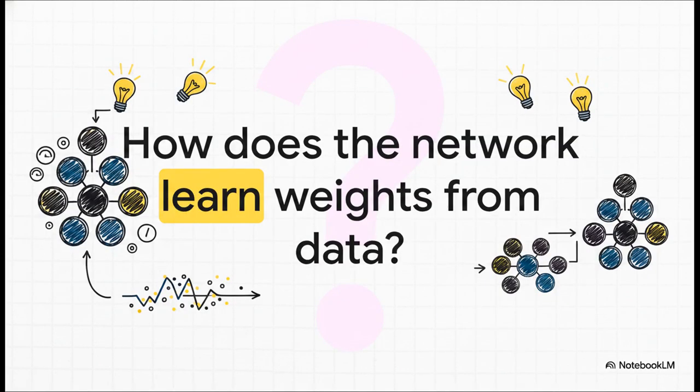To wrap up this explainer, we are left staring at the ultimate question. We know it's a massive mathematical function. We know there are 13,000 unprogrammed dials, weights, and biases waiting to be tuned. But if no human programmer is sitting there manually twisting those knobs, how does the machine actually learn to set them on its own just by looking at raw data? That is the true magic of machine learning, and it's exactly what you should be wondering about next.